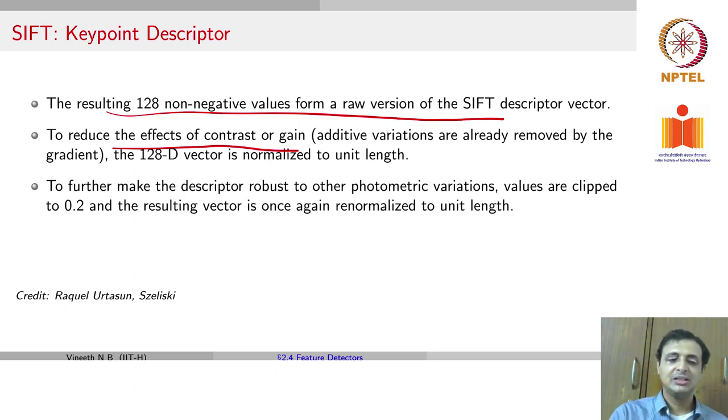To reduce effects of any contrast or local changes, this 128 dimensional vector is normalized to unit length. Further, to ensure that the descriptor is robust to other kinds of illumination variations, the values are also clipped to 0.2 and the resulting vector is once again renormalized to unit length. So you don't consider very small values, you clip at 0.2 and once again normalize it. You could consider this a step of removing outliers. If something is very low, you just clip it and then renormalize it to the original length. These are heuristics that the paper recommends to get better performance.